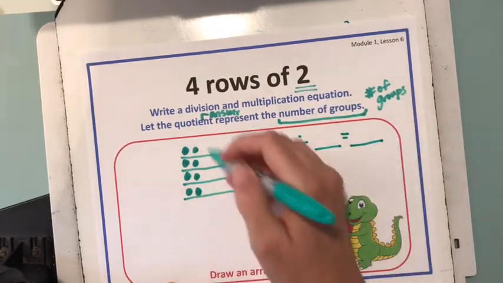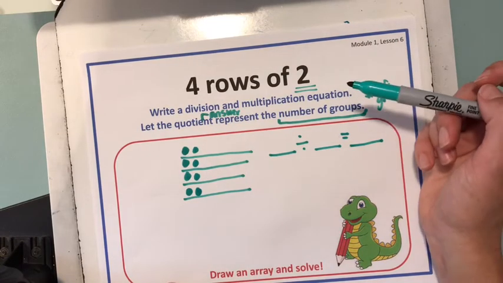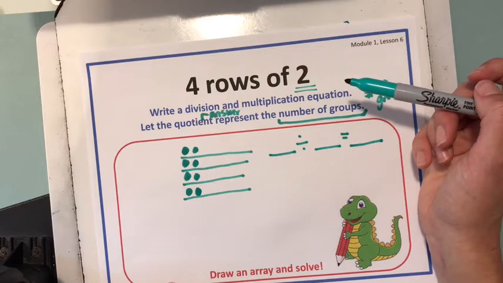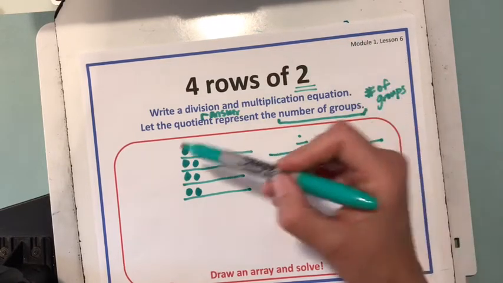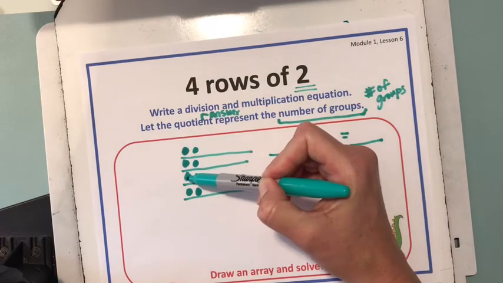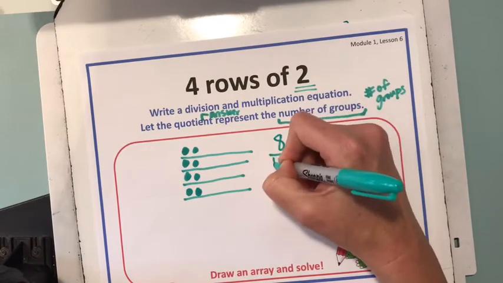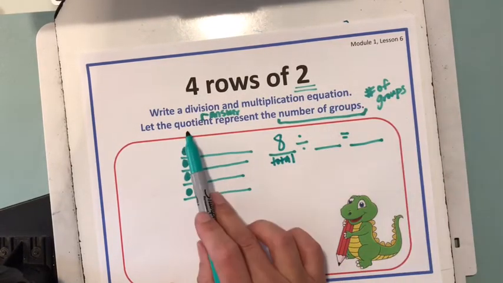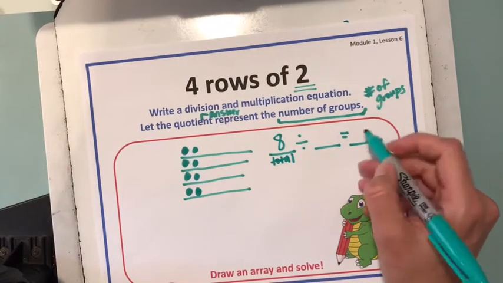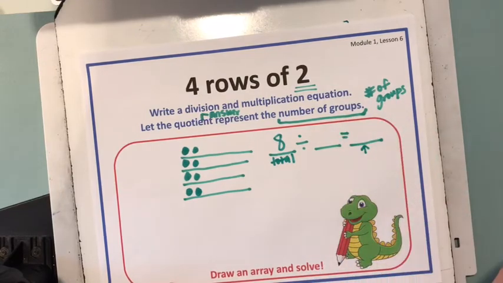Do we know what the total is here? What is the total? Think about that. Maybe try and start to count them on your screen. 1, 2, 3, 4, 5, 6, 7, 8. 8 is our total. And they want the quotient or the answer right here. This answer needs to be the number of groups, right? The number of groups.